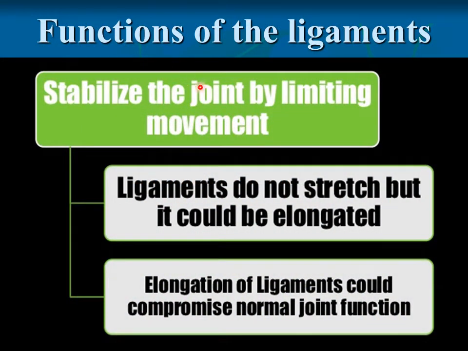The function of these ligaments is stabilizing the joint by limiting its movement. We can imagine and understand that the ligament action is stabilizing and limiting the movement of the TM joint. A ligament does not stretch, but it could be elongated. Also, the elongation of the ligament could compromise normal joint function.